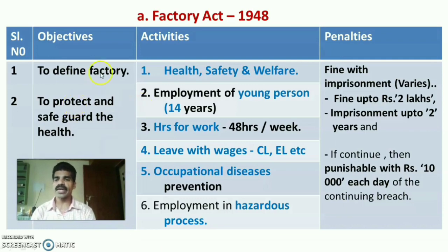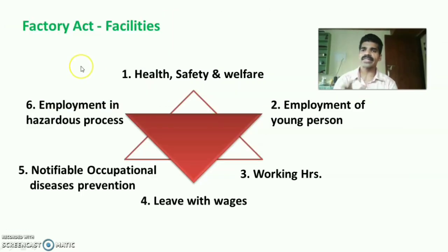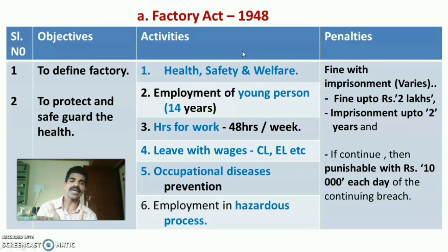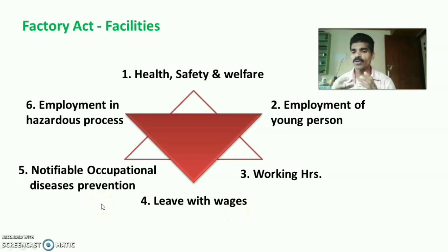The objectives of the Factories Act are, in short, to define the factory and to protect and safeguard the health of the employees or workers. The Act provides facilities for workers like health, safety and welfare facilities, rules on employment of young persons less than 14 years, working hours of a maximum of 48 hours per week, and leave with wages like casual leave and other leaves. Then it covers how to prevent notifiable occupational diseases, and the criteria to be followed when an employee is working in a hazardous process.